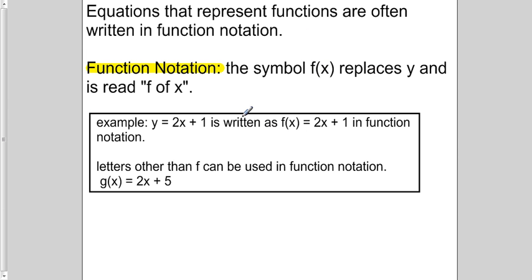Okay, last thing in this lesson is function notation. We typically use function notation: instead of writing y equals, we write f of x equals. But just remember that when you see an equation written in function notation, f of x really represents your y variable. Okay, so take a look at this example. y equals 2x plus 1 is written as f of x equals 2x plus 1 in function notation. We can also use different letters. Sometimes g and h are used, and you would just read it as g of x equals 2x plus 5. So remember that function notation is really replacing the y equals.